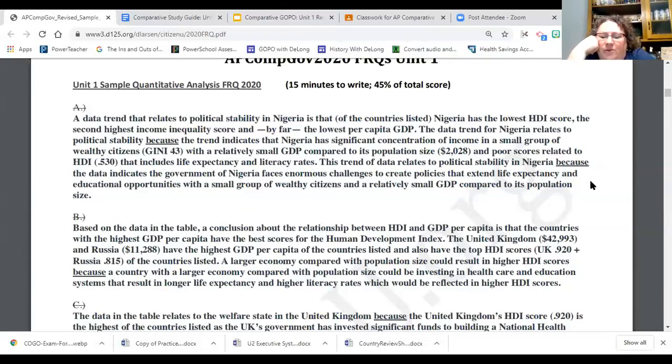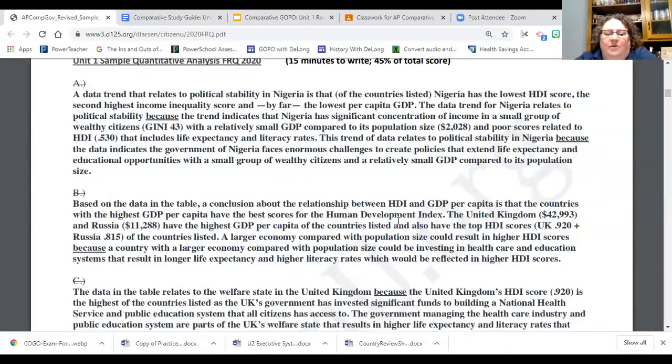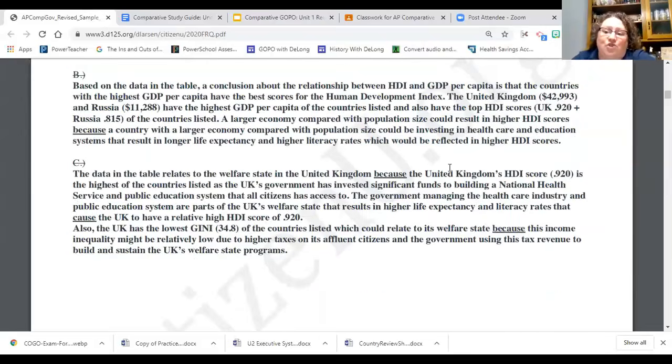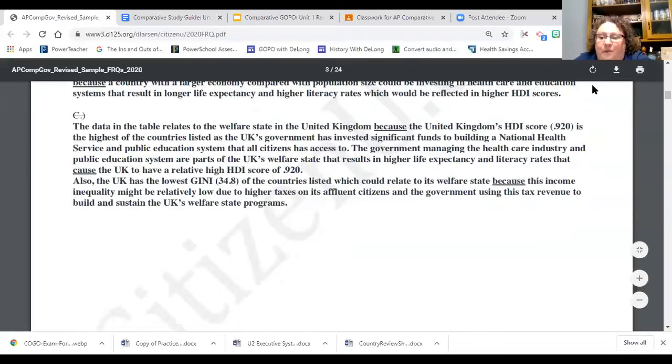A conclusion about the relationship between HDI and GDP is that countries with the highest GDP have the best scores in the Human Development Index, okay, which is exactly what we just said. The data in the table relates to the welfare state because the UK, with the highest HDI score, has invested significant funds to build up the National Health Service, okay? So we talked about that. You don't have to put all these things in here, but you're getting the basic answer in there. You just want to make sure that you're answering all of the questions.